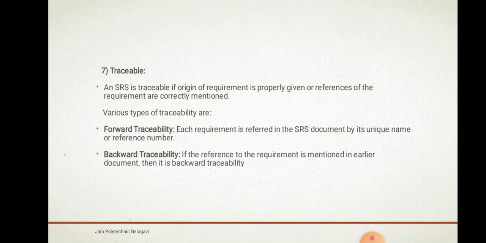Now there are various types of traceability. The first is forward traceability, where each requirement is referred to in the SRS document by its unique name or reference number. The second one is backward traceability. If the reference to the requirement is mentioned in an earlier document, then it is backward traceability.